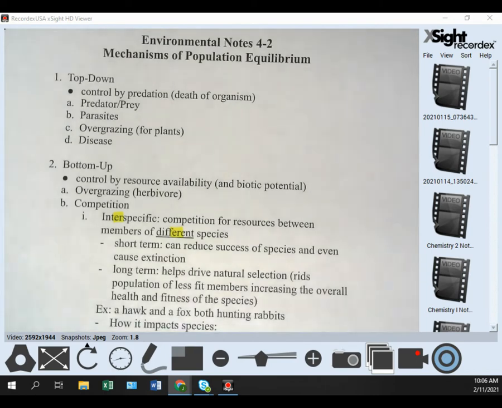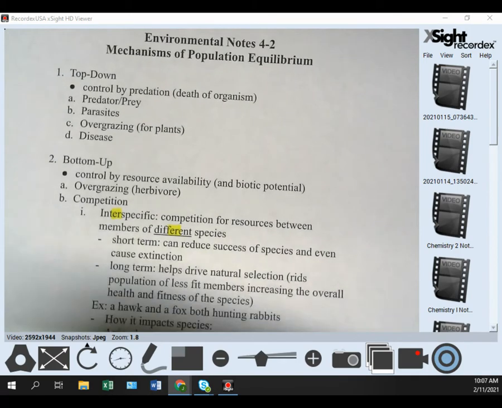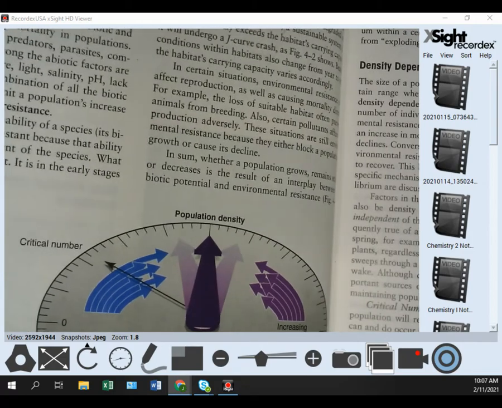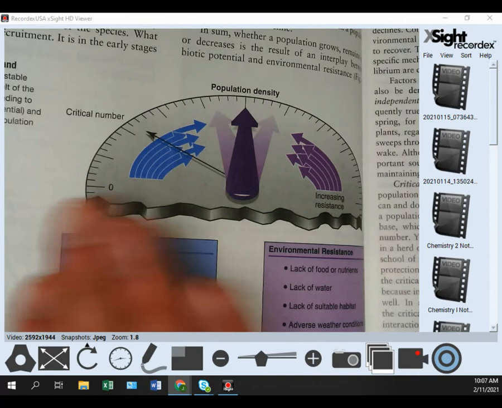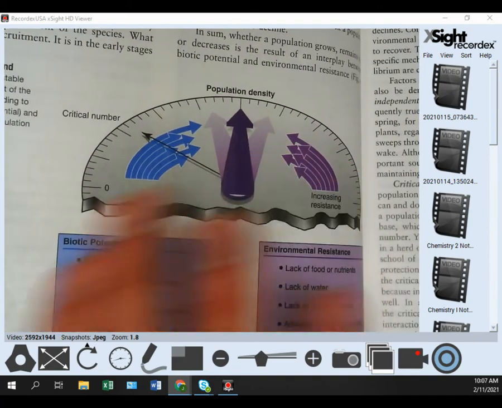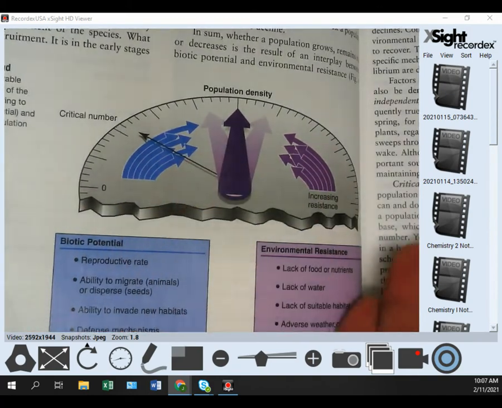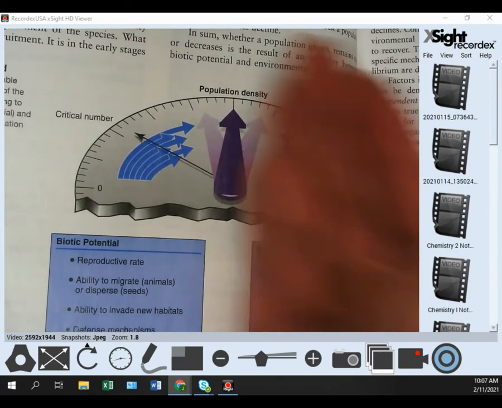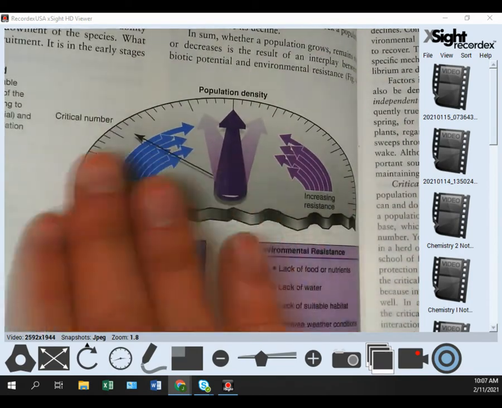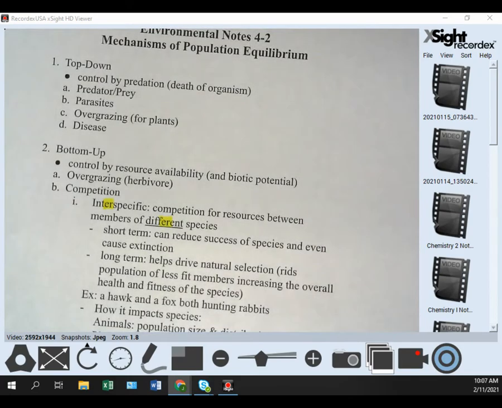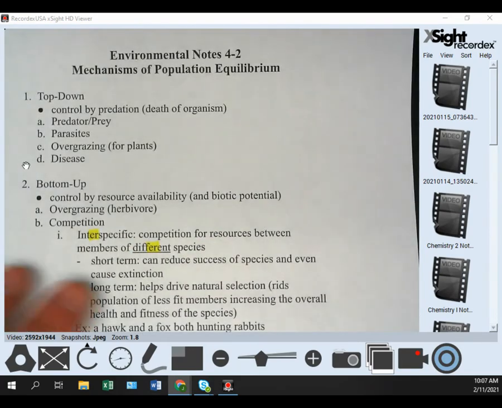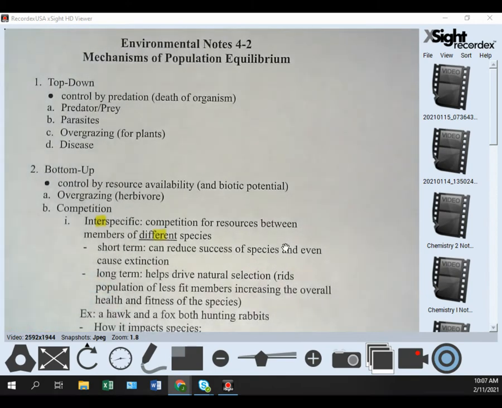Now, if you recall, hopefully, from earlier lectures, I talked about the population density and then the biotic versus the environmental resistance. The biotic potential would increase population, allowing more to be born, and then the environmental resistance pushes back, lowering the population, and then it gets a kind of balance, right? So we're talking about those things that maintain an equilibrium.